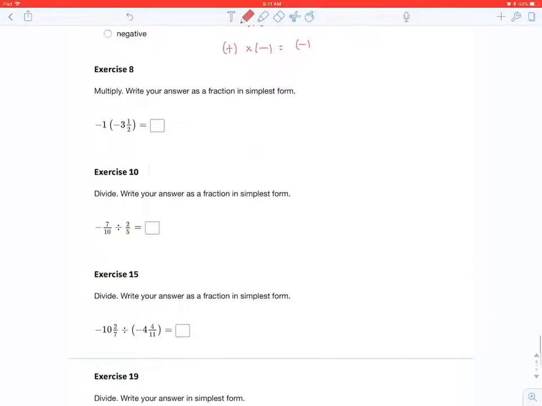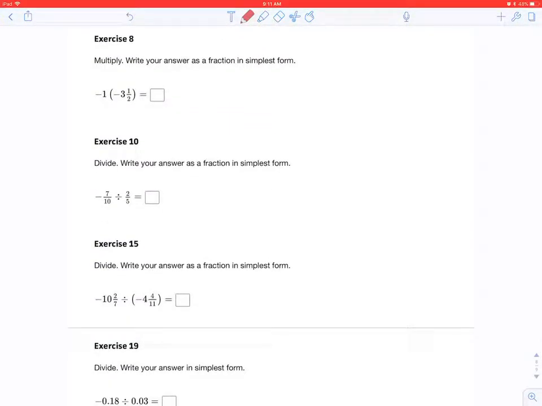Okay, exercise 8 asks us to multiply these two fractions, which I was surprised to see people get a little confused on. But let's knock it out. This is -1, and remember that when there's nothing in between two numbers except a set of parentheses, that's a multiplication operation. So this is -1 times -3.5. But we know that 1 times any number is going to equal the same number, and then a negative times a negative is going to equal a positive. So I'm going to let you figure the rest of that out, but don't overthink it.